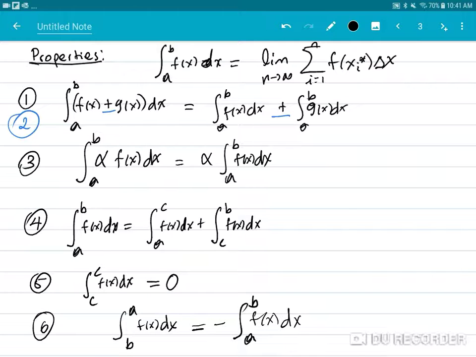So these are the properties that we will be using in the next few sections, but also these are just important properties to know.